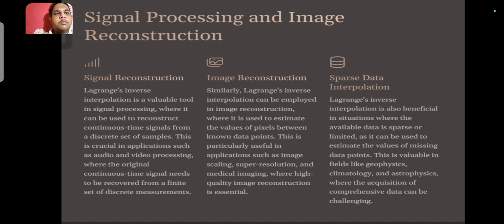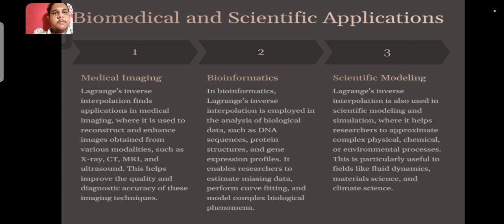Lagrange inverse interpolation is also beneficial in situations where the available data is sparse or limited, as it can be used to estimate the values of missing data points. This is valuable in fields like geophysics, climatology, and astrophysics, where the acquisition of comprehensive data can be challenging.